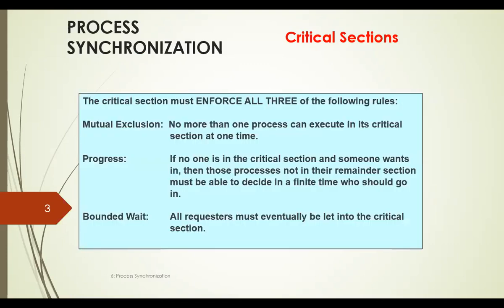The critical section must enforce all three of the following rules. The first one is mutual exclusion: no more than one process can execute in the critical section at one time. Progress: if one is in the critical section and someone wants to enter, then those processes not in the remainder section must be able to decide in a finite time who should go into the critical section. Bounded waiting: all the requesting processes must eventually be let into the critical section.